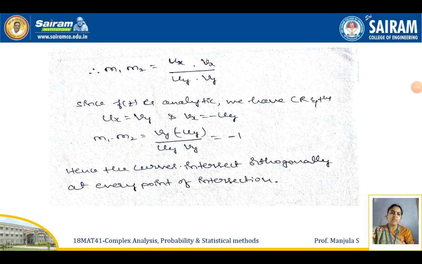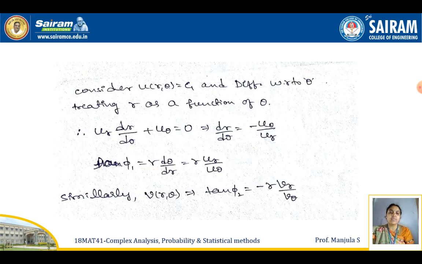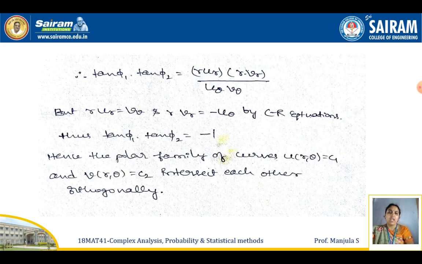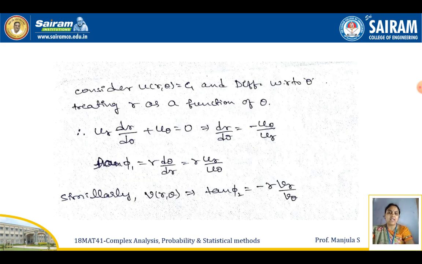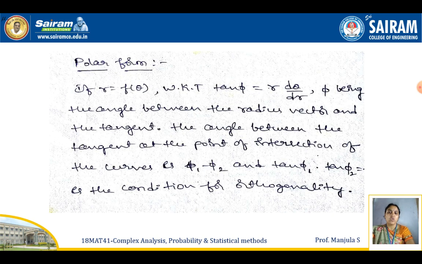Now this orthogonal property we can prove in the polar form also. There is no change in the statement. In the statement it is already mentioned that f of z equals u plus iv, it is analytic. The statement will be the same. The only thing is we have to prove the result in terms of polar form.